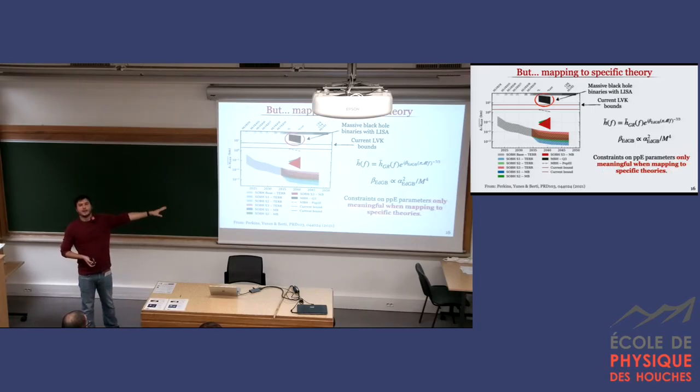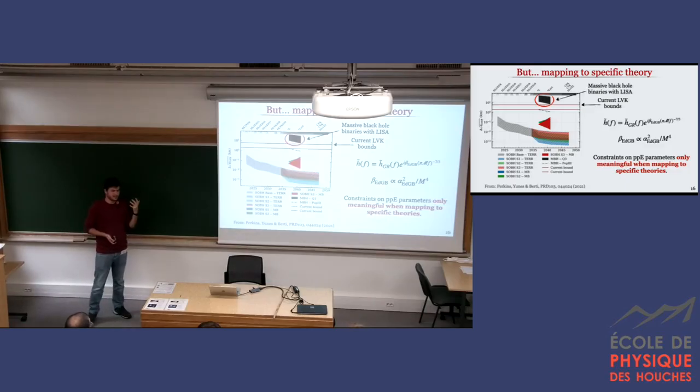So this is true for any type of parameterized test that you do. You always have to be careful looking at numbers and not overinterpret what they mean, because I think they only really have a meaning when you map them to a given theory and you say something about it. Before doing that, they're just telling you that your data is compatible with GR, but it's not telling you much about specific theories before you do the mapping to a given theory.